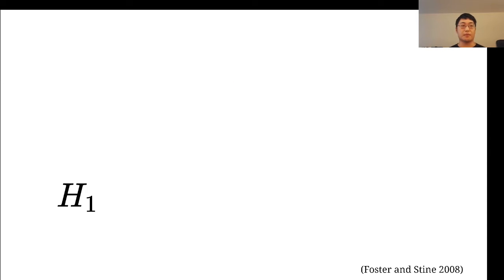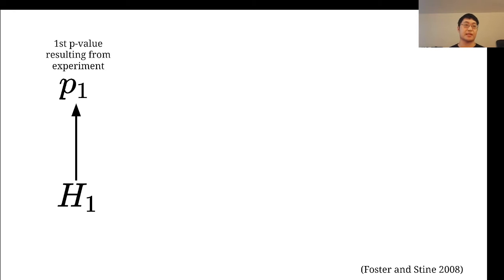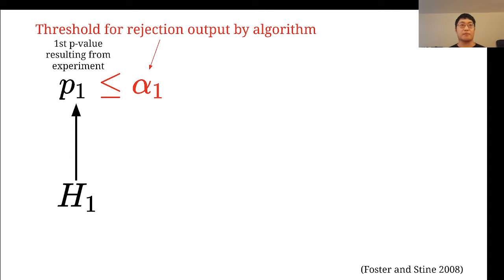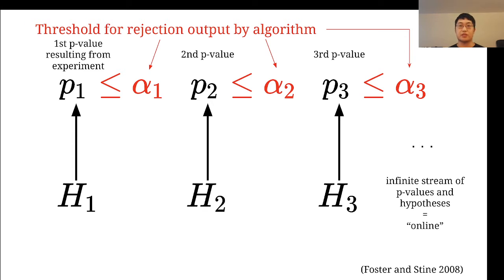So to formalize this problem, we start with hypotheses, and for each hypothesis, we perform some experiment testing it, and we get a p-value, which is a statistic that summarizes the empirical evidence for a hypothesis. Then our algorithm outputs an alpha value without looking at the p-value, and this is our threshold for rejection. So if the p-value is less than this alpha value, then we reject this hypothesis, otherwise we don't. And we continue with this infinite stream of hypotheses and p-values and rejection thresholds. This is why it's an online problem, because there's an infinite stream of these.